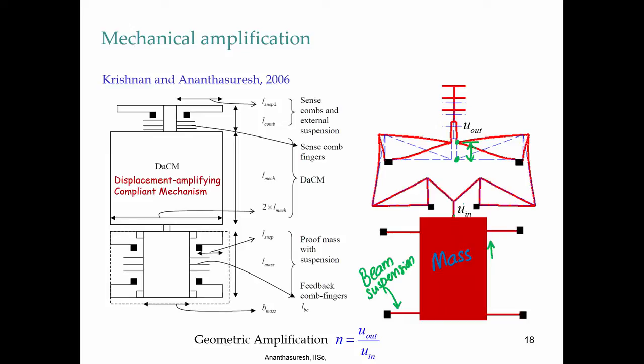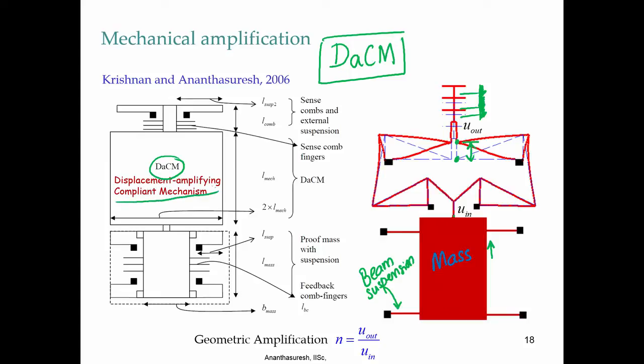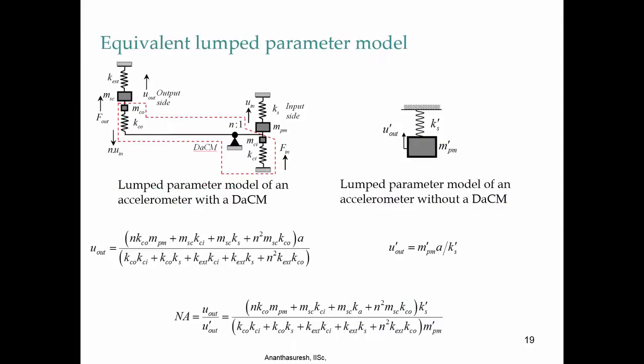When output moves a lot, here is where you can put the comb fingers and measure the change in capacitance. So, your sensor becomes that much more sensitive. So, you are trying to look for what we call a DACM, displacement amplifying compliant mechanism, as it is written here, is what we want to design. And for this also we can write first specifications.